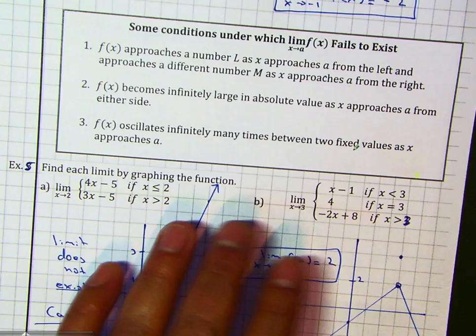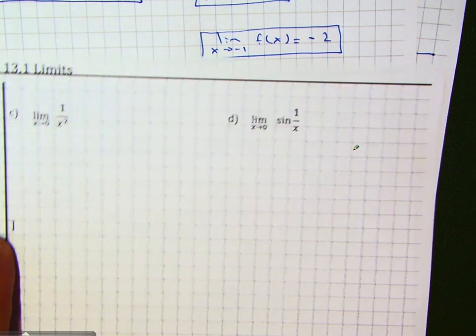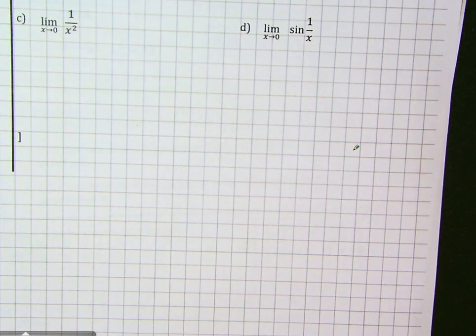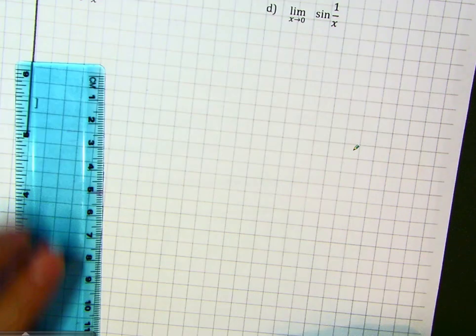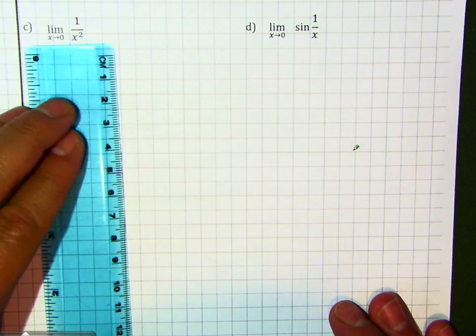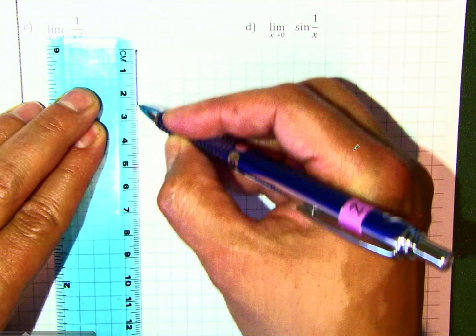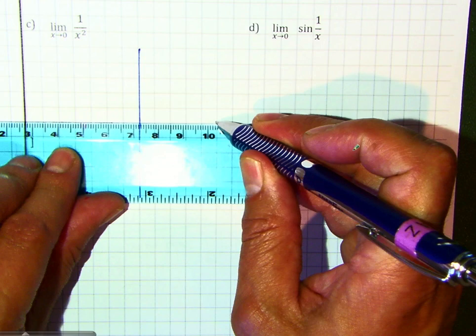Example C and D. Go and copy it down. We're going to do it by graphing once again. Go and pause if you need more time to copy it down. I'm going to make a graph, so I'm going to make a 5 by 5 for each one.